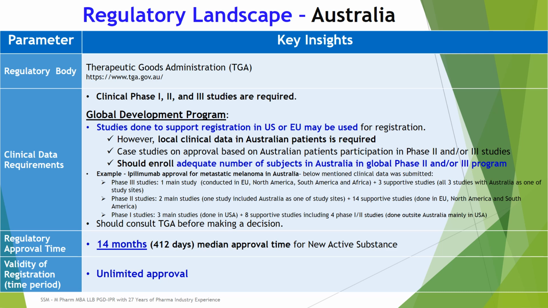Phase 2 studies data. There were 2 main studies. One study included Australia as one of the study sites, and there were 14 supportive phase 2 clinical studies which were done in EU, North America, South America. Phase 1 clinical studies data. There were 3 main studies all done in USA plus 8 supportive phase 1 studies, including 4 phase 1/2 studies which were done outside Australia, mainly in USA.